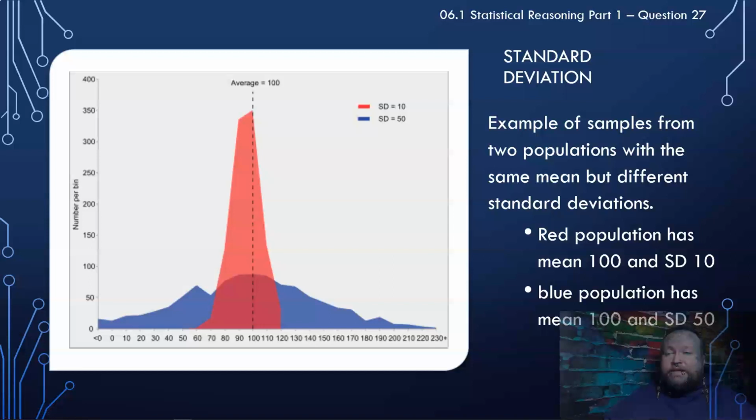So let's take a look at this example here. It shows samples from two populations, so two sets of data with the same mean but different standard deviations. We have one population graphed in red and another graphed in blue, and they both have a calculated mean, or central tendency, of 100. That means the most common value you're seeing is 100. And we can see the scale at the bottom of the graph goes from 0 to 230.